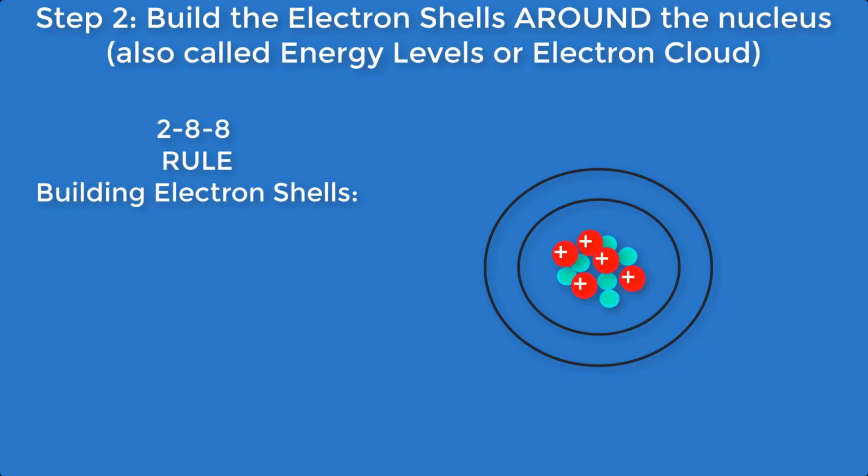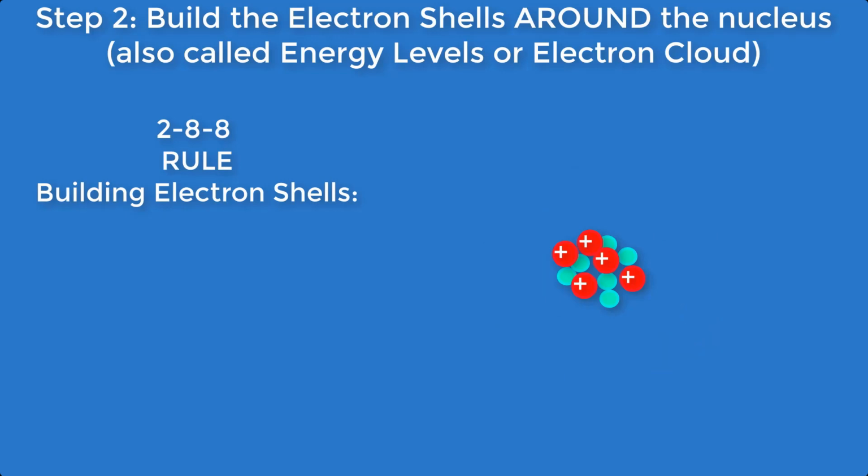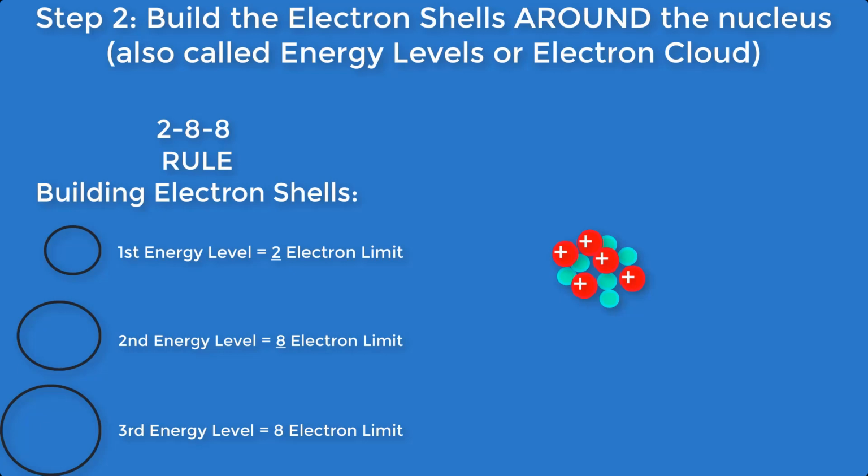This rule is known as the 2-8-8 rule. As we build, the first energy level can only hold 2 electrons because it's such a tiny level. So if an element has more than 2 electrons, you will have to add at least 1 more shell. After the first shell, all shells have a limit of 8 electrons before you have to add another shell. This 2-8-8 rule only applies to the first 18 elements on the periodic table. But don't worry, because we will not be building Bohr models beyond element 18 this year.